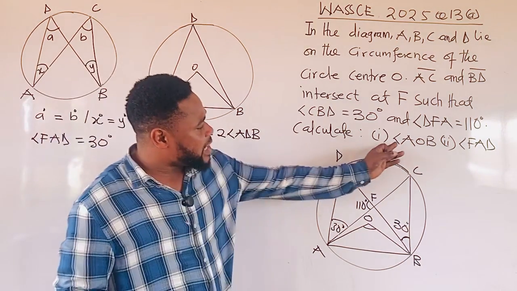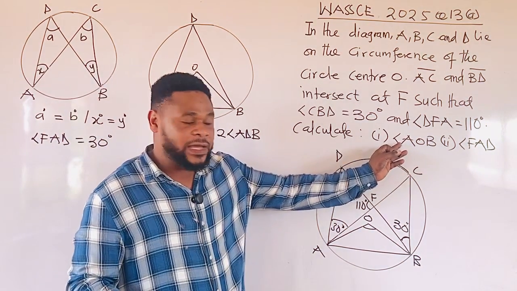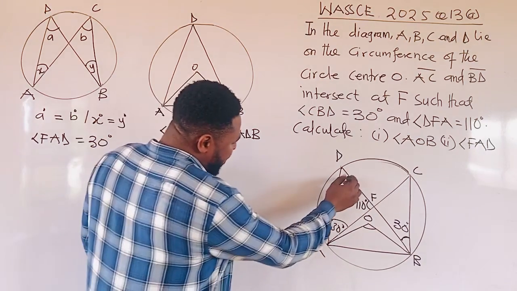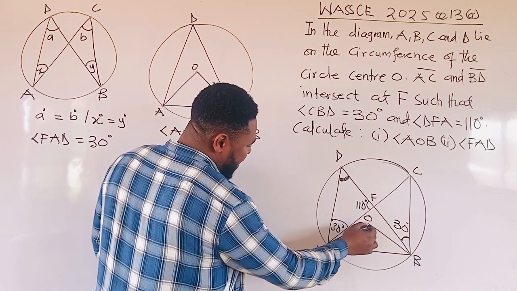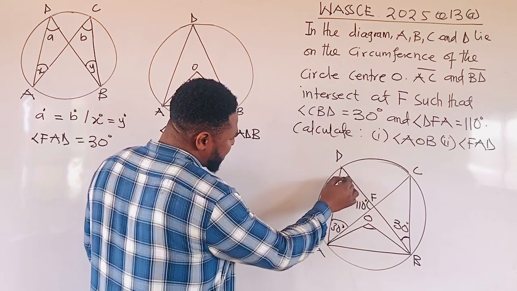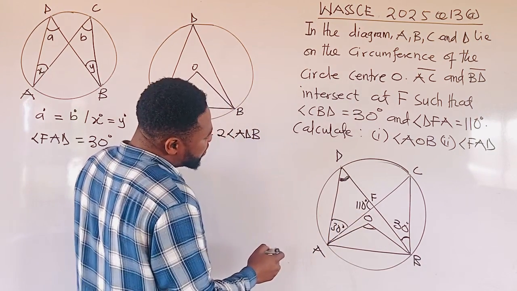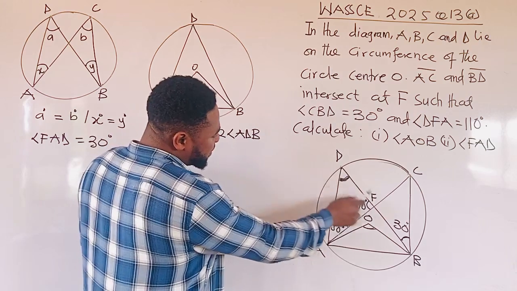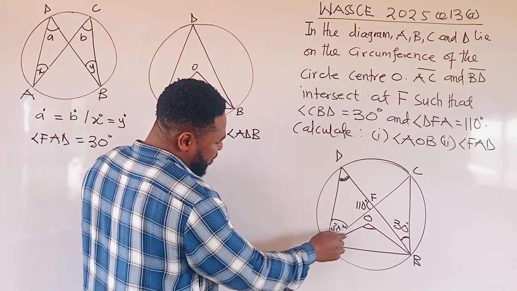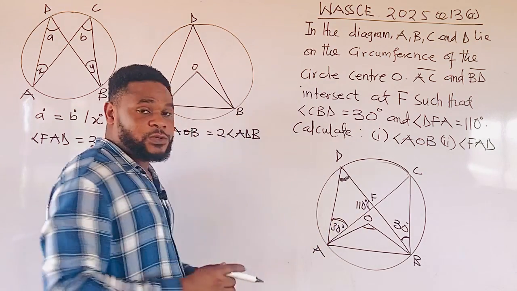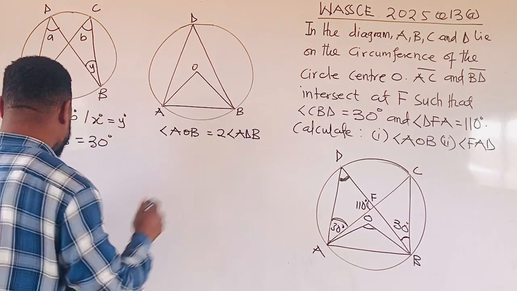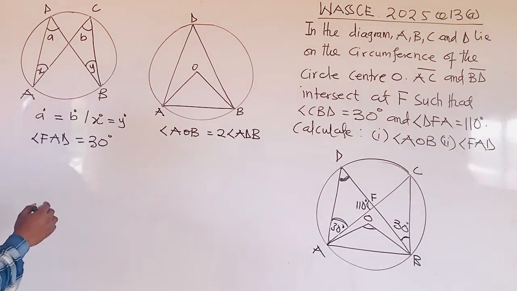Now let's see how we can find the I. Now if we are able to know the angle here, we can get this angle. So first of all, let's see how we can get this angle. Now when we consider this triangle DFA, we can sum all the angles here and equate it to 180 degrees. So let's see how we can do that.